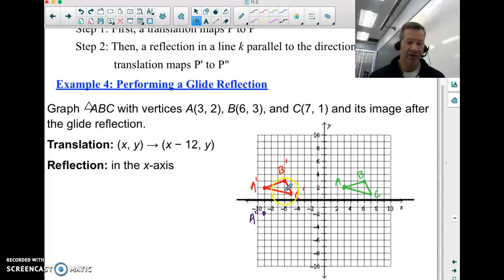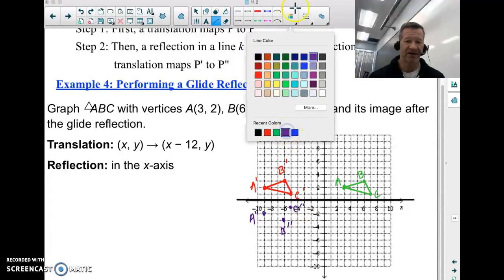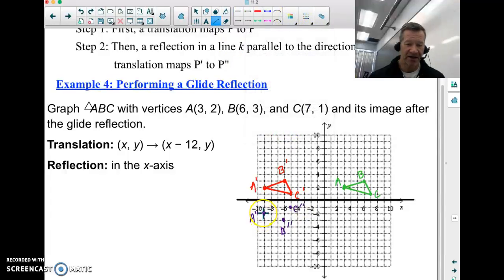B prime is 1, 2, 3 above, so let's go 1, 2, 3 below. There's B double prime. And then C prime is 1 above, so go 1 below. C double prime. And now that I have that drawn, I can simply connect A double prime, B double prime, and C double prime. And here will be our final image. A double prime to B double prime to C double prime and back.